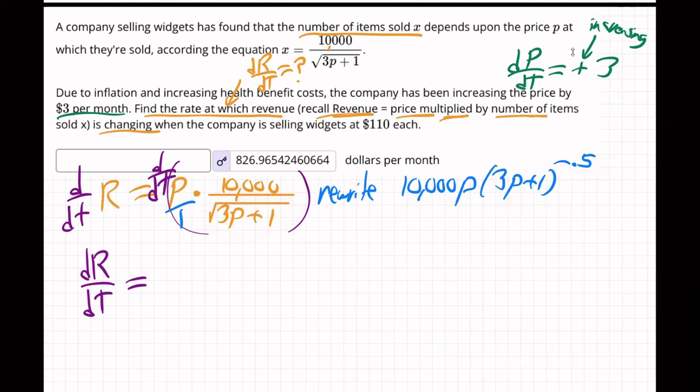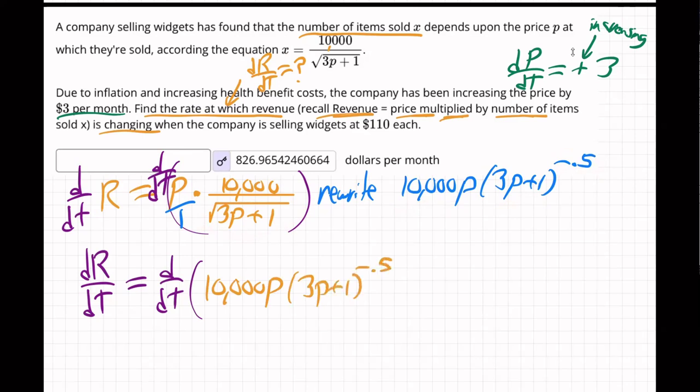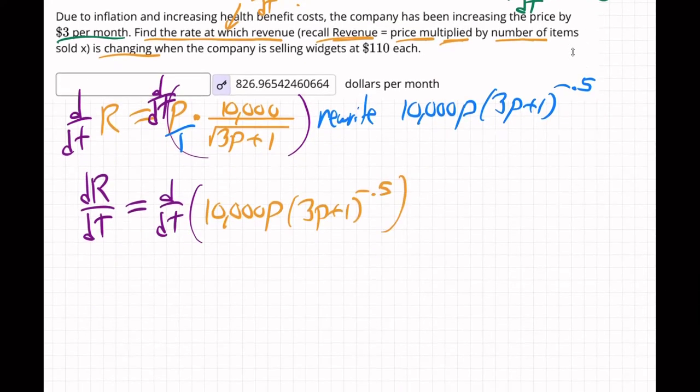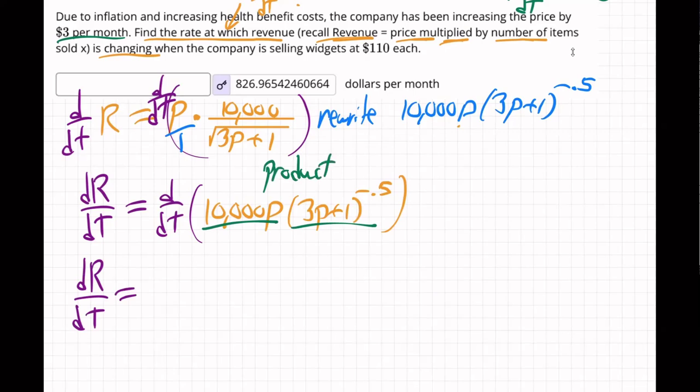So that's what I'm going to take the derivative of. So I'm going to go d/dt of 10,000p times 3p plus 1 to the minus 0.5. So we write it there. So the left side remains dR/dt, the rate of change of revenue. The right side, here we go. Now, how are we going to take this derivative? Well, notice it's this function times that one. It's the product rule. It's two functions that have letters multiplied together.